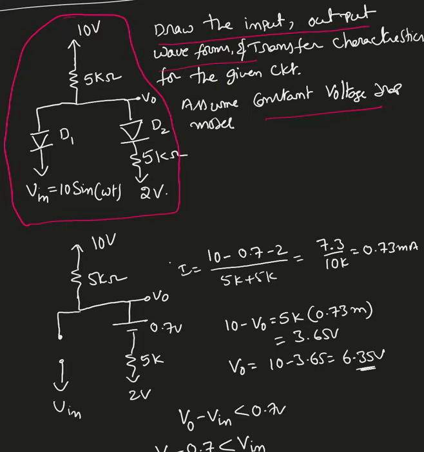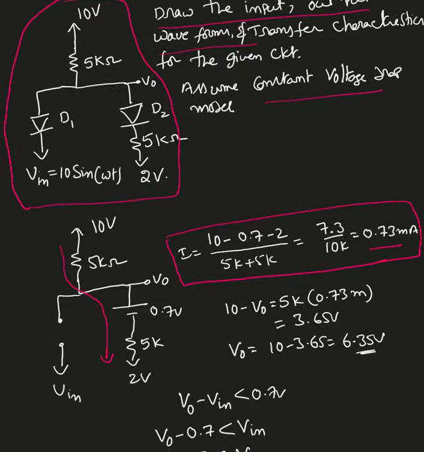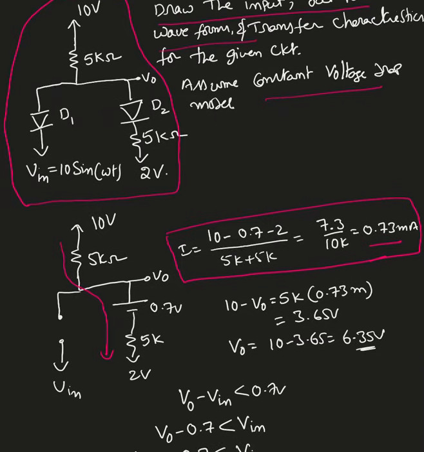Now I found the current I passing through the circuit. Since D1 is open and everything else looks like a DC circuit, apply KVL, which is 10 minus 0.7 minus 2 volts divided by 5k plus 5k, which is 10k. So I found the current is 0.73 milliampere. That is the current passing through this circuit when diode D1 is open, D2 is closed.